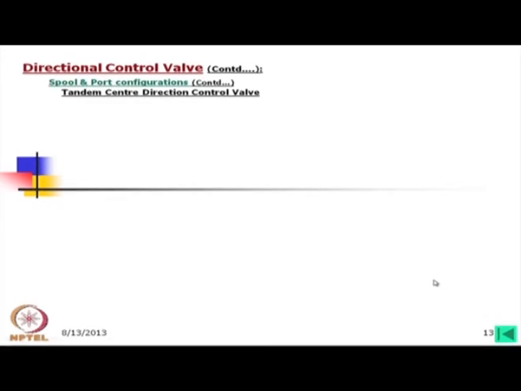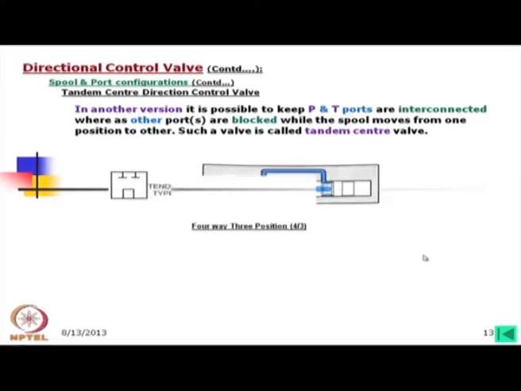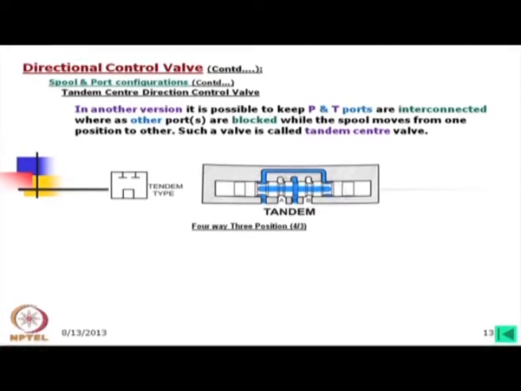Now, tandem center direction control valve. In another version, it is possible to keep P and T ports interconnected, whereas other ports are blocked while the spool moves from one position to another. Such a valve is called a tandem center valve. As you look into this, the spool has a special configuration.